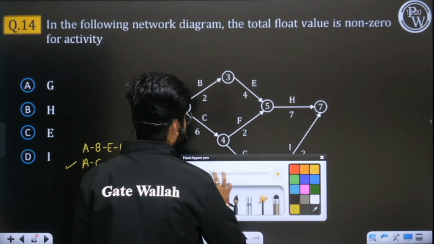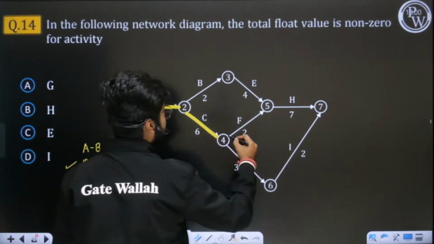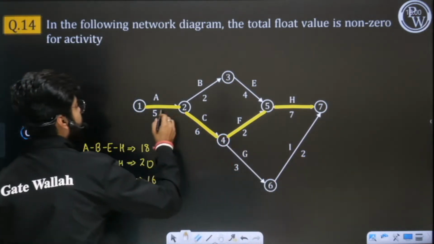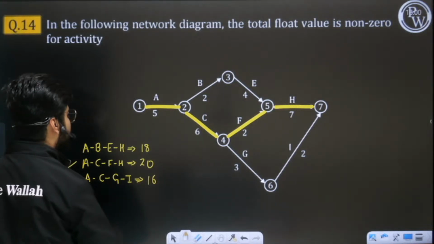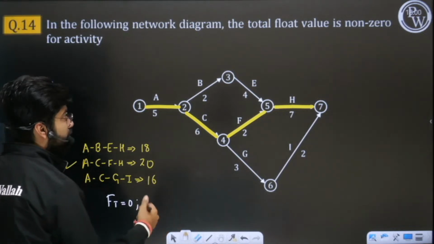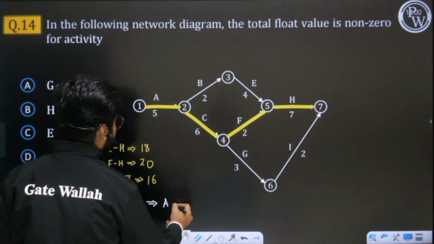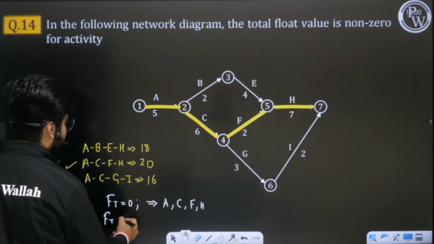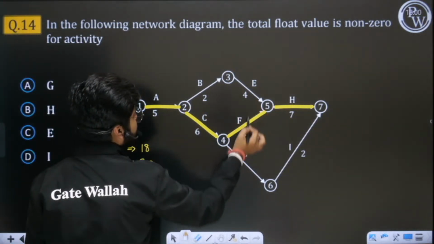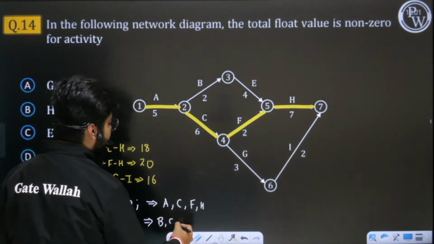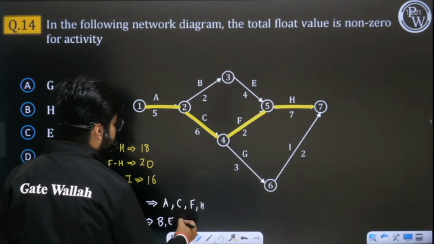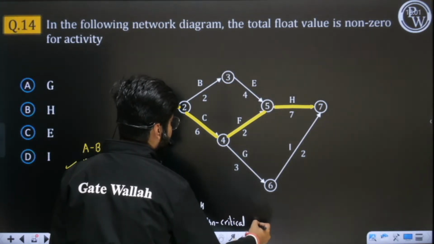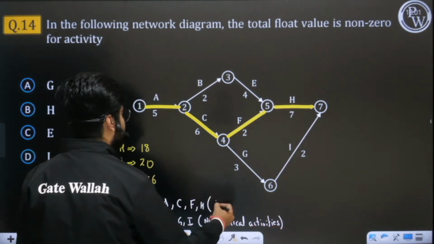So what we can do here is highlight it. This A, C, F, H is the critical path. We have discussed that on the critical path, whatever activities are there, float is 0. So total float will be 0 for activities on the critical path, and they are none other than A, C, F and H. The activities which are not on the critical path, such as B, E, G and I, will have non-zero float. They are non-critical activities because they are not on the critical path. These are non-critical activities and these are critical activities.